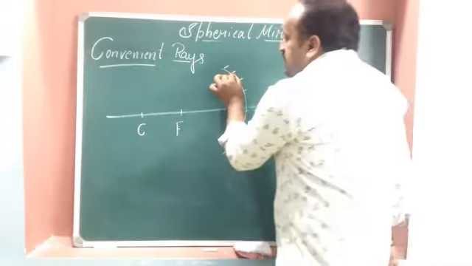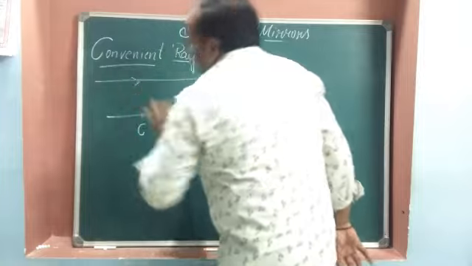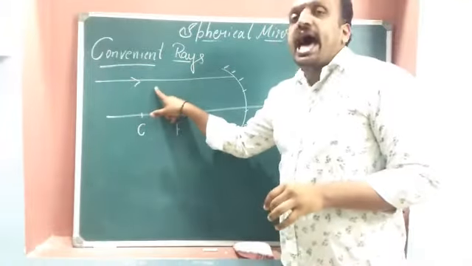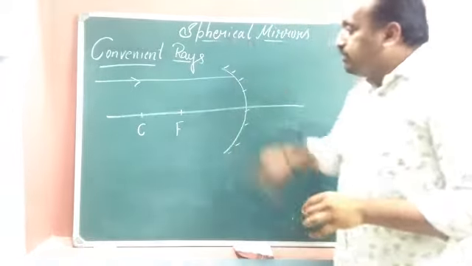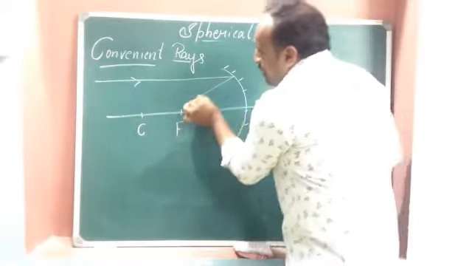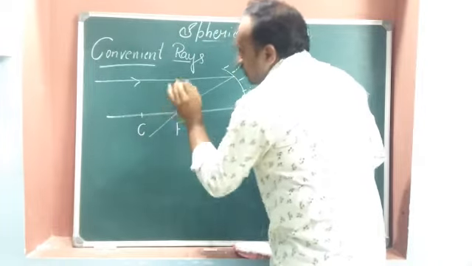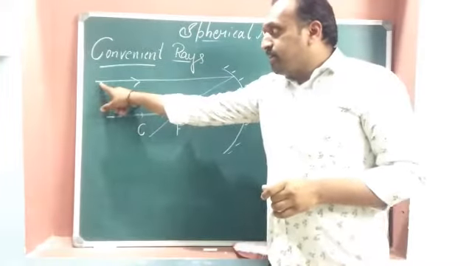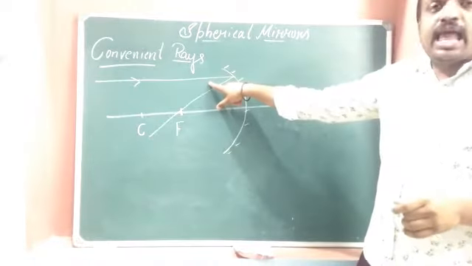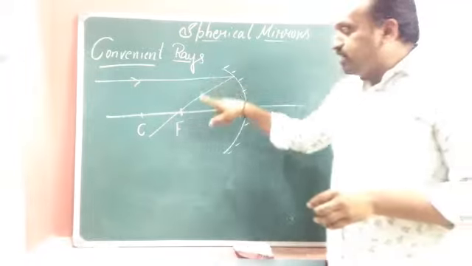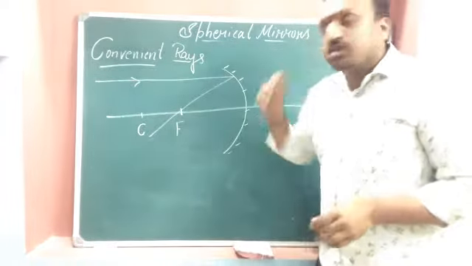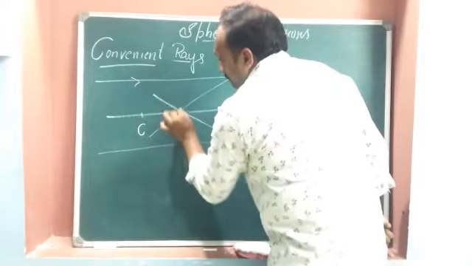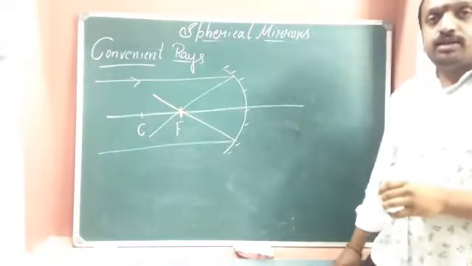So the first one, if the ray of light is parallel to the principal axis, after reflection it will pass through the focus. Very important. I repeat, if the ray of light is parallel to the principal axis, after reflection it passes through the focus, that may be on either side. Clear?